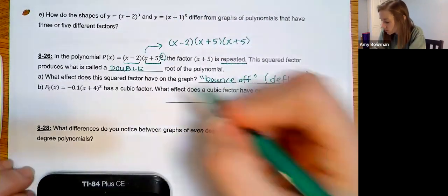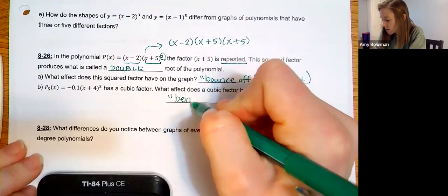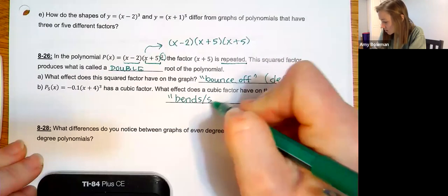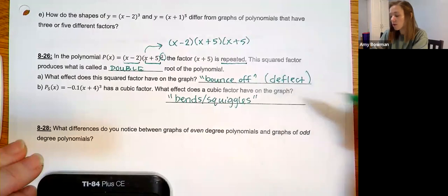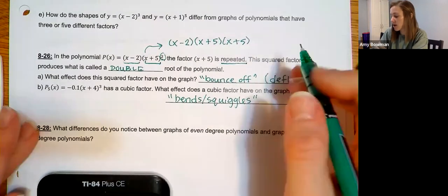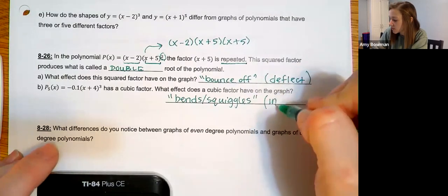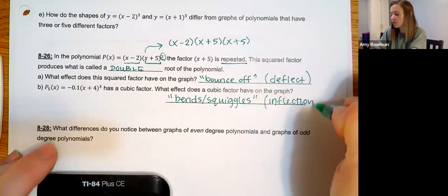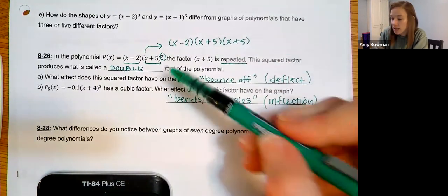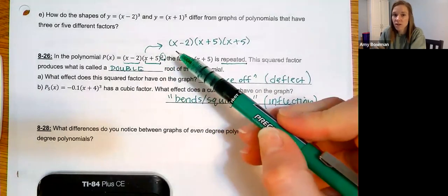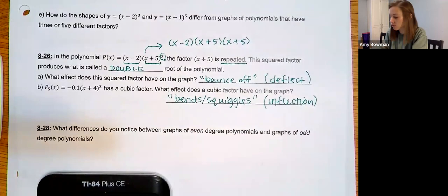And there's an official word for that too, but I like to use squiggle. Some people might use the word bend. It bends or squiggles through the x-axis. The official term for that would be a point of inflection. So that is inflection. You don't need to know these terms, inflection and deflection. I'm just telling you. So second degree roots bounce off. Third degree squiggle through or bend through.